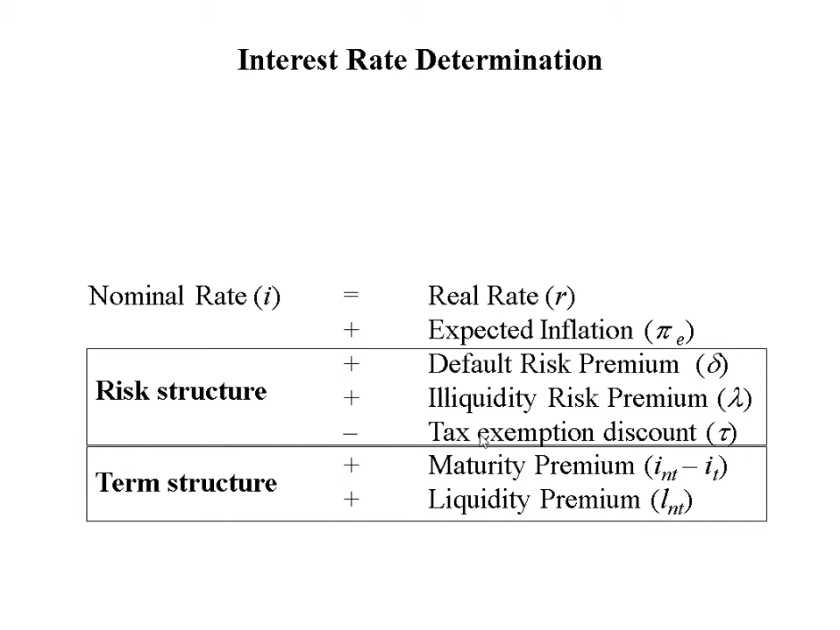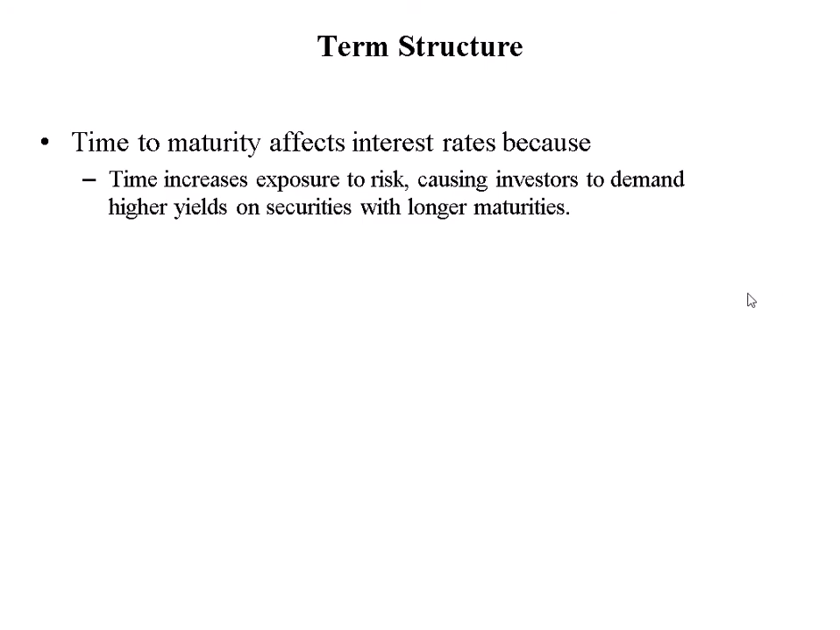Okay, what about interest rate determination? So we've been looking at the Fisher effect, the real rate of interest plus expected inflation. We added in a default risk premium, we added in an illiquidity risk premium, and we subtracted off the tax-exempt discount. Now we got to look at the term structure, and the term structure is the maturity premium and the liquidity premium. So the term structure, time matters, right?